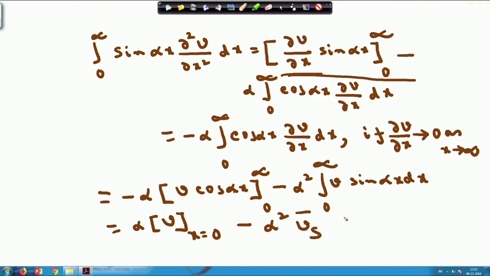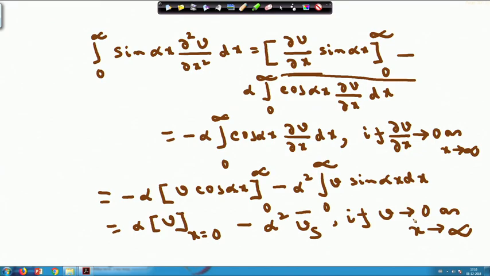Here again I made one assumption. The assumption is that v approaches 0 as x approaches infinity. For x equals 0, the value of v is needed, but at x equals infinity I cannot tell what it is. Therefore, the value should be equal to 0. If it vanishes, then I have to assume this.